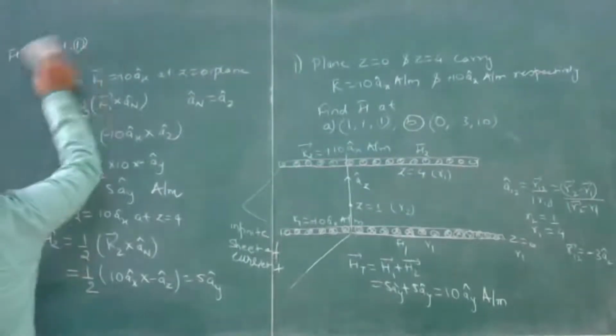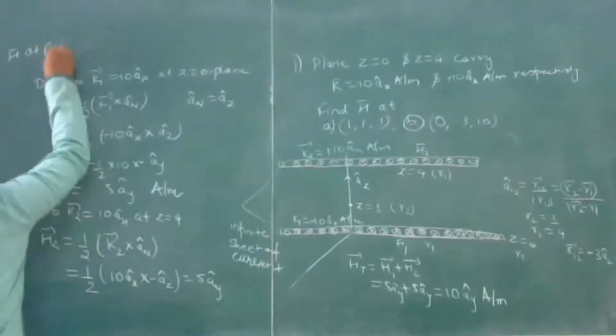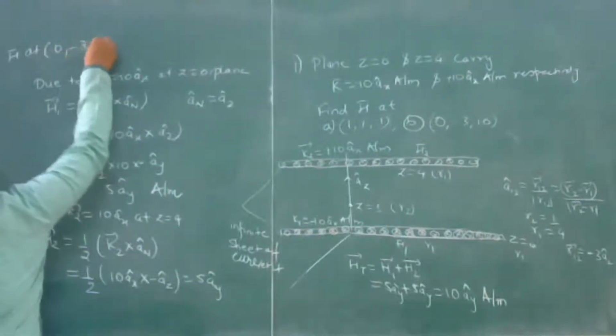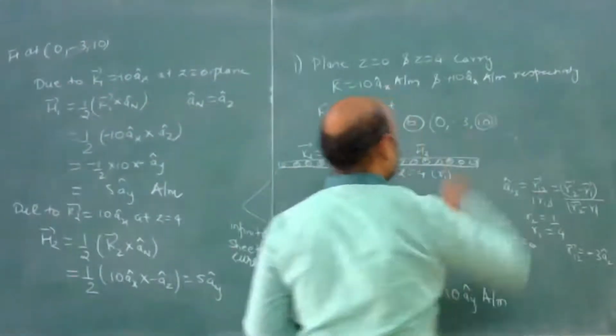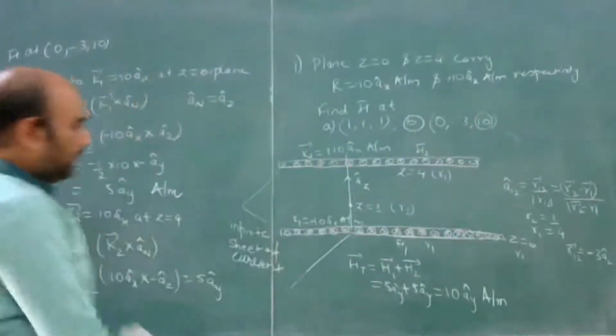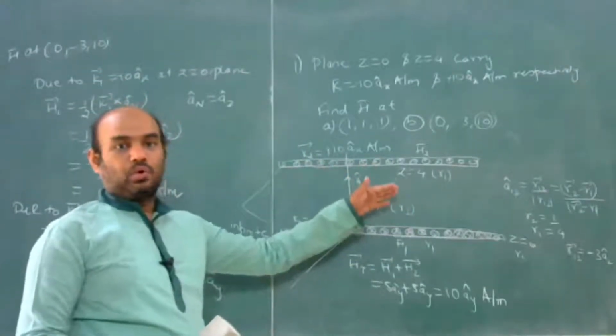Next, we have to find H at (0, -3, 10). We have to consider only the z coordinate, as the sheets are kept along the z equal to 0 plane and the z equal to 4 plane.